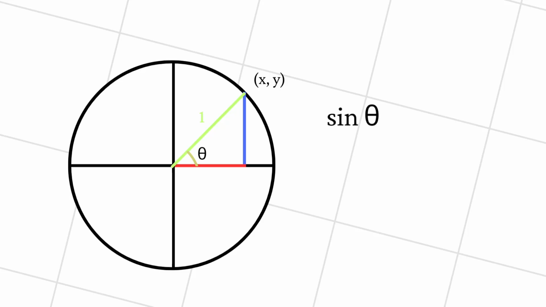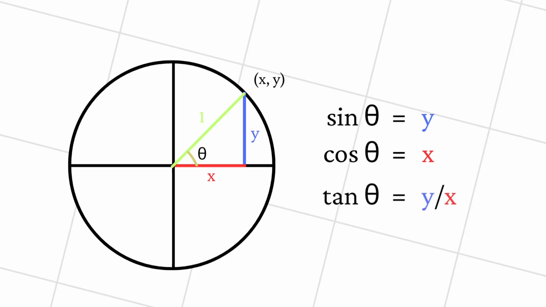First, we have sine theta. On the unit circle, sine theta is just the y coordinate, the vertical height of the point. Next, cosine theta. Cosine theta is the x coordinate, which is the horizontal distance from the origin to the point. And finally, tangent theta. Tangent theta is sine divided by cosine, or y over x. You can think of tangent as the slope of the line that forms the angle.